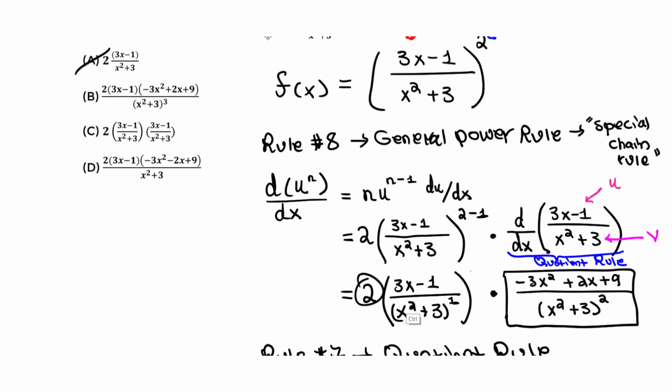And on top, you have 2 times 3x plus 1 minus 3x squared plus 2x plus 9. So I believe the answer for that one should be B, right? It makes sense why it's B. And the most important part, just note this times this gives you x squared plus 3 to the third power when you multiply the denominator values. So the answer should be B for that one.